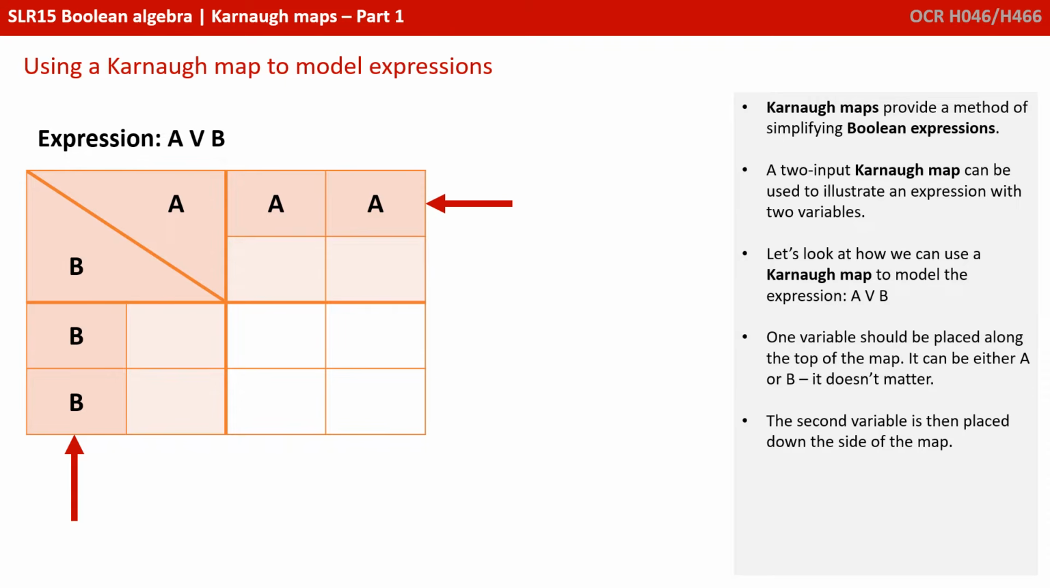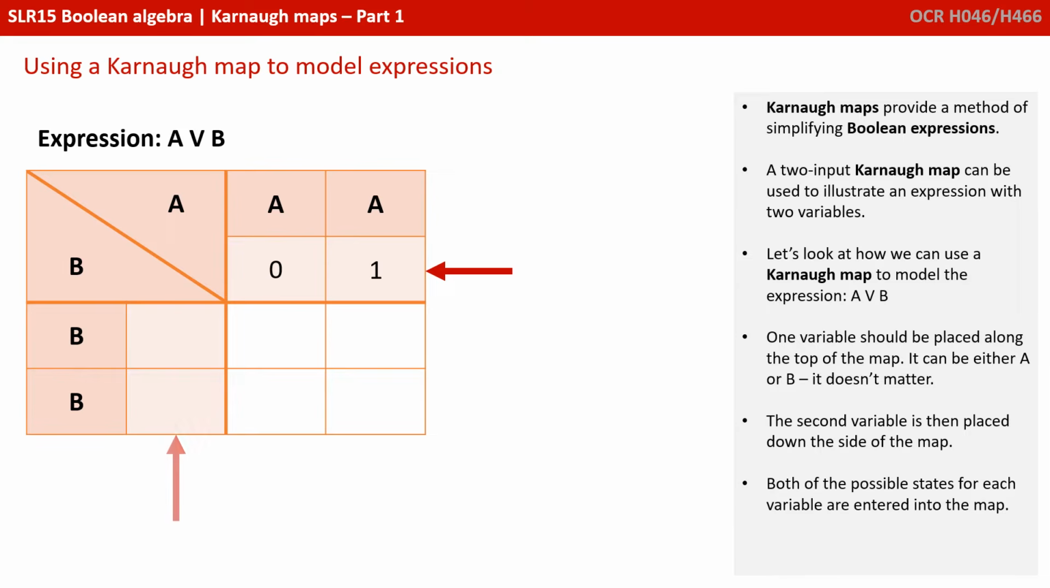A 2-input Karnaugh map can be used to illustrate an expression with 2 variables. Let's look at how we can use a Karnaugh map to model the expression A or B. One variable should be placed along the top of the map. It can either be A or B, it doesn't matter. We've put A across the top, and the second variable is then placed down the side of the map. Both of the possible states for each variable are entered into the map. In this case, each variable can either be 0 or 1, false or true.